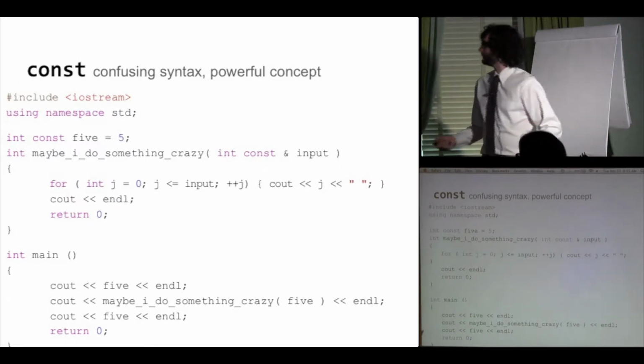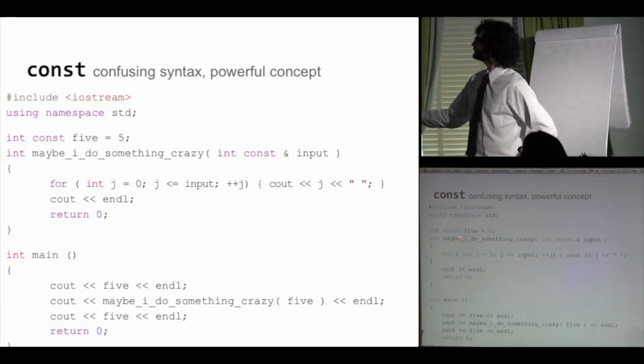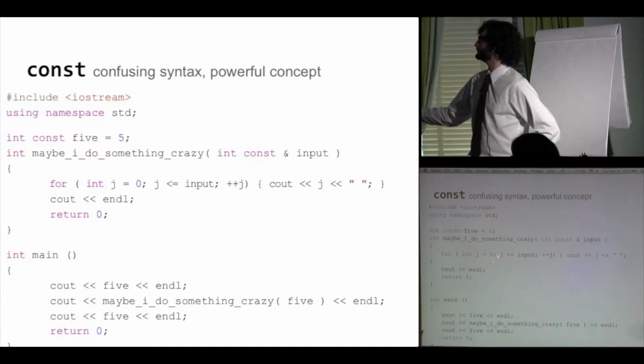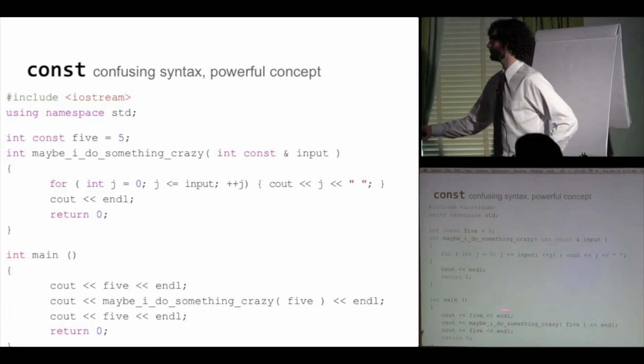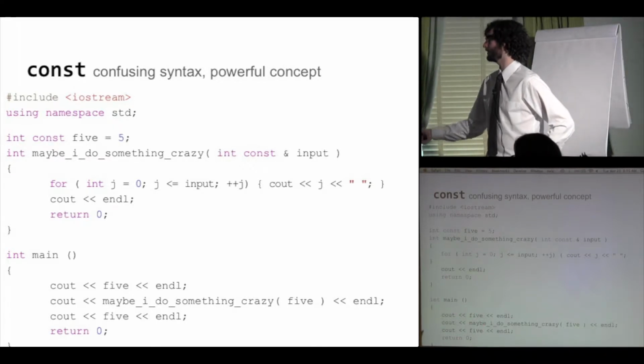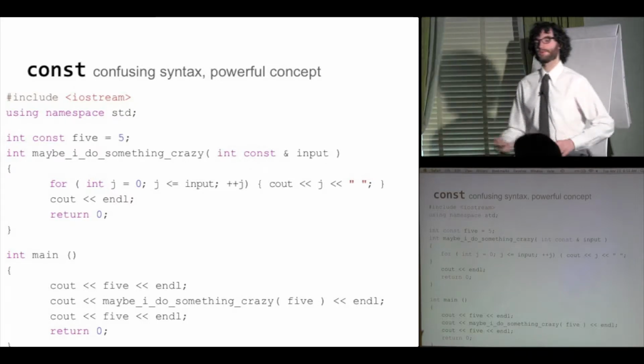Okay, so now we have a different example where, now maybe I do something crazy. Here is this for loop, and it goes from j is 0 to j is less than or equal to input, and then it increments j, and it prints j. So we still have the same main function, cout 5, cout maybe do something crazy, and then cout 5. So what do you guys think is going to happen in this situation?